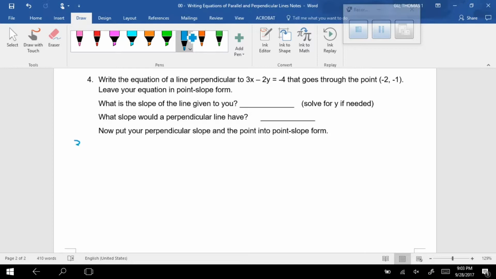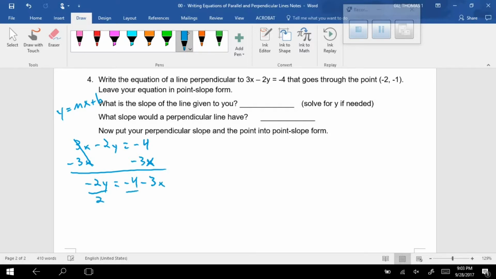So we got 3x minus 2y equals -4. So let's get the y equals mx plus b. So let's subtract 3x from both sides. Minus 3x, minus 3x. And now we have -2y equals -4 minus 3x. Then we're going to divide by -2 to get the y by itself. -2, -2, -2. Now be careful right here.